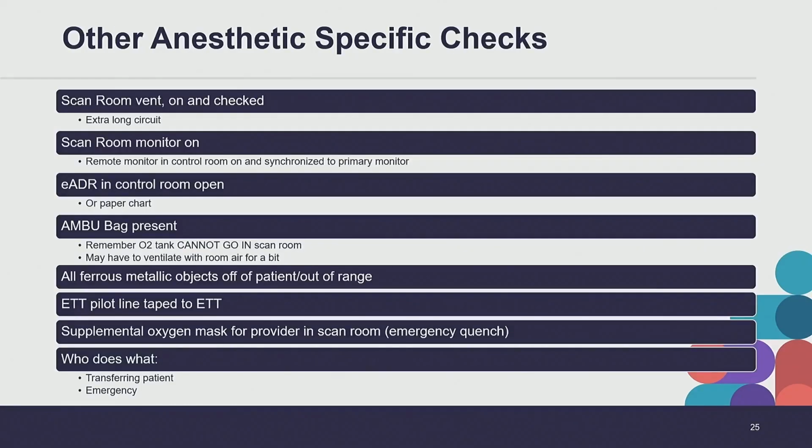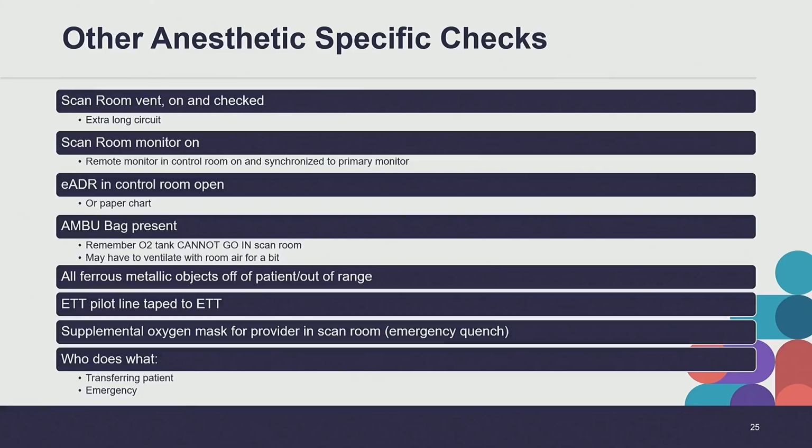So other things you want to check. You're usually going to have a separate vent in the scan room if the patient is still intubated. So you need an extra long circuit, one, to make sure there's enough room and length for the patient in the scanner, and two, for that transfer point from when you're taking the patient from the OR into the scan room. You're going to have a little bit of apneic time, but you're going to want to minimize that as much as possible. Make sure your monitor is on and ready to go.